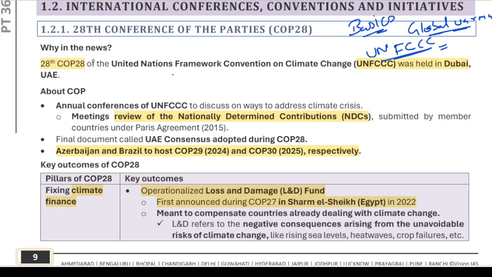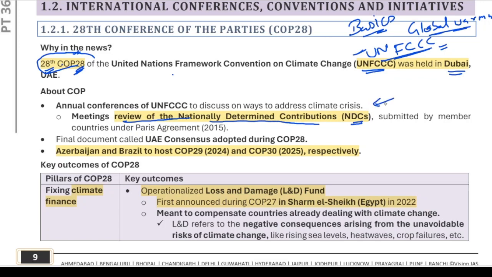This is part of your static syllabus, like when this UNFCCC was formed. This body organizes the COP, the Conference of the Parties, every year. This year the 28th COP was held in Dubai. Now, why are these COPs held? To review the nationally determined contributions, NDCs.